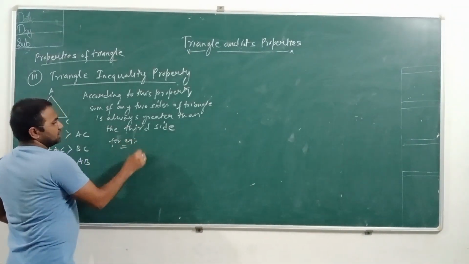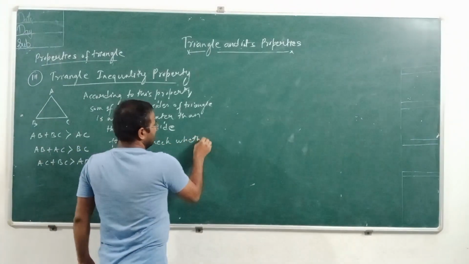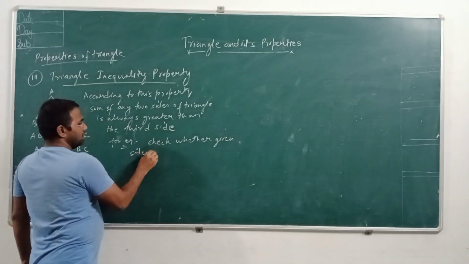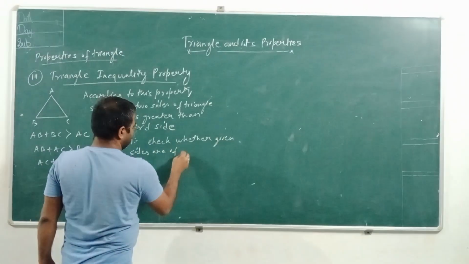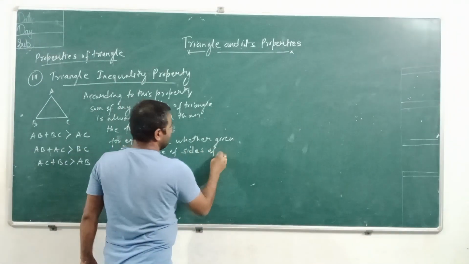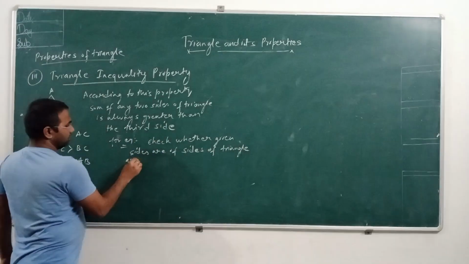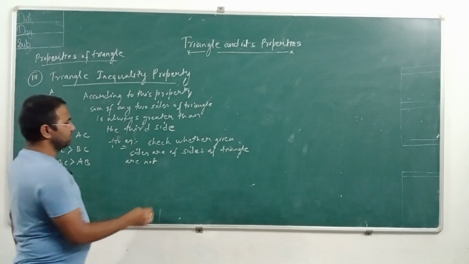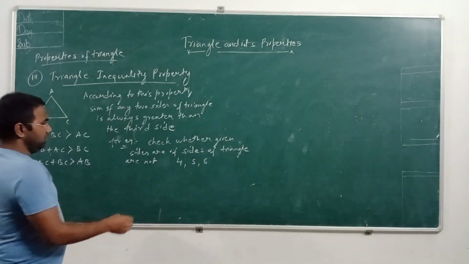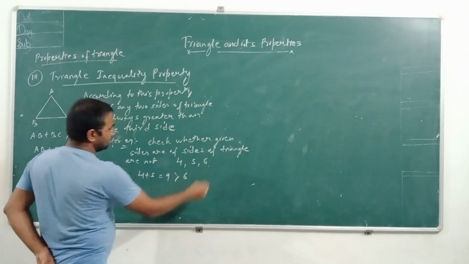Okay, for example, suppose a question is there: check whether the given sides are sides of a triangle or not. So see, suppose we have 4, 5, 6. Now if we take the sum of 4 plus 5, what will come? 9 will come, and 9 is greater than the third side 6.